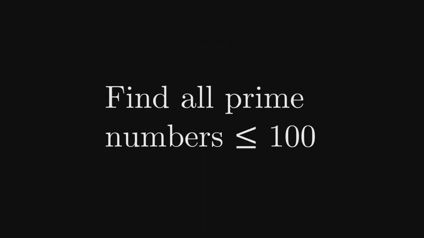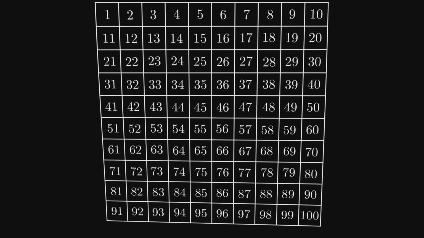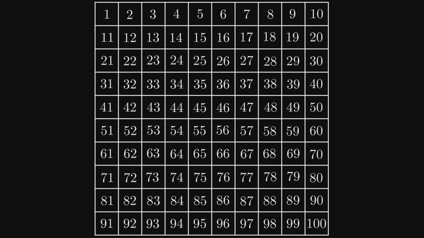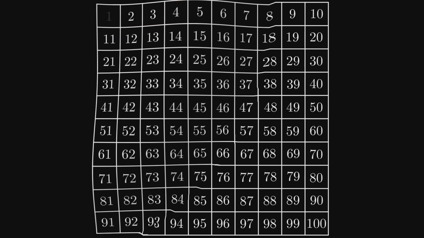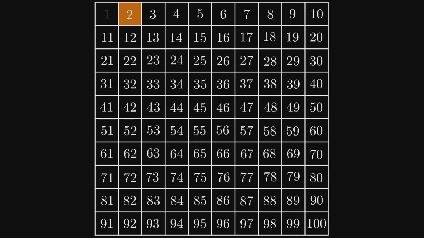Suppose we wanted to find all the prime numbers less than or equal to 100. We start by listing all the natural numbers from 1 through 100. From here, our goal is to remove all the non-prime numbers from the list so that only primes remain. Let's start with the number 1. Since 1 is not considered a prime number, we remove it from the list and move on to 2. 2 is a prime number, our first prime.